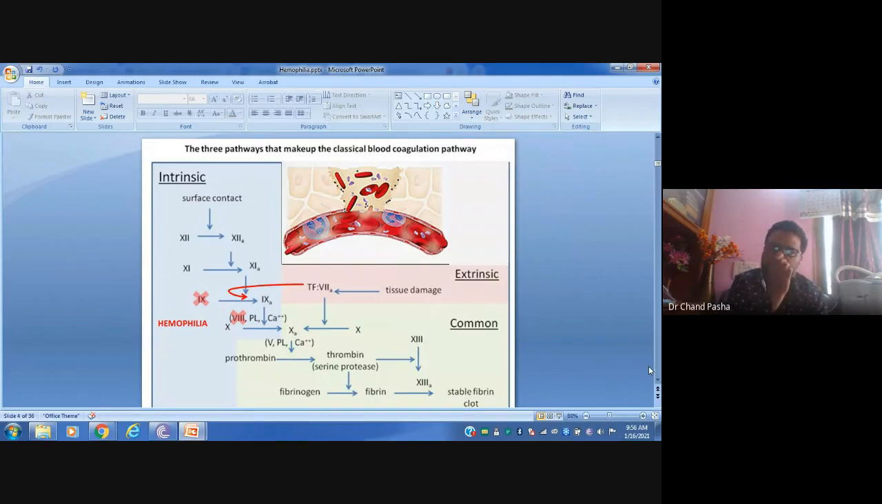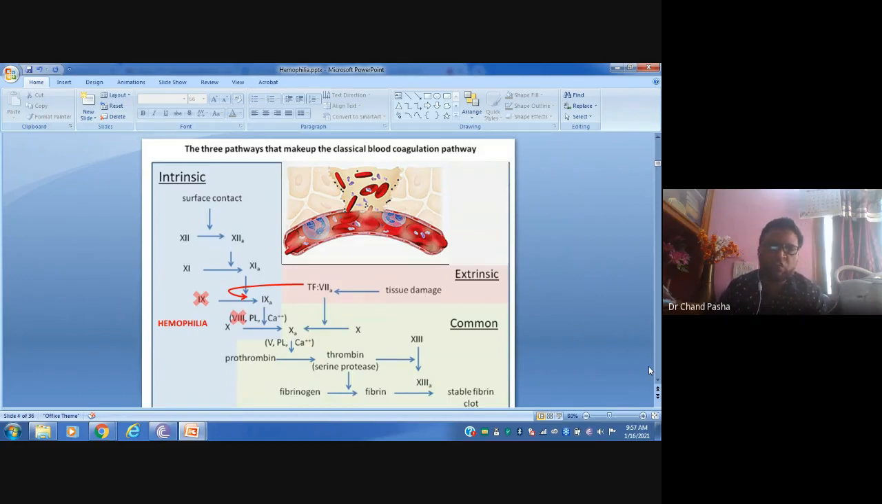So this is a normal view of the blood clotting pathway. The 9th factor, which is a very important factor, and the 8th factor, which is also very important, these two factors are missing in hemophilic disease. It is better if you remember this cascade. It is useful for you for anticoagulant clotting as well as hemophilia.